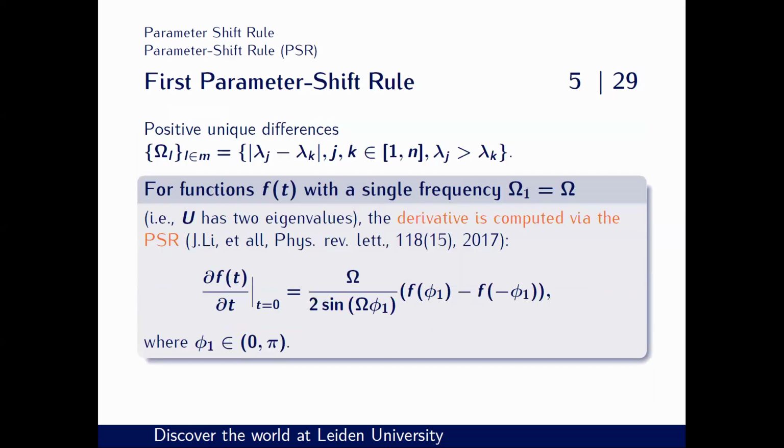And the answer was given, it was inspired by signal processing. So first of all, we introduce the positive unique differences set. You take all the eigenvalues, you construct the differences of them, and the set of all the unique differences is called omega. The first parameter shift was introduced for the simplest system, the two-level system. So your Hamiltonian has two eigenvalues, lambda 1, lambda 2. Then there is only one distance, omega. And then the derivative is exactly equal to this expression.